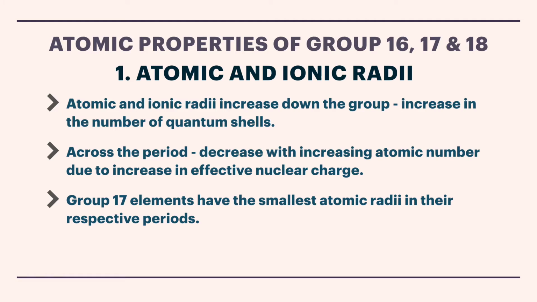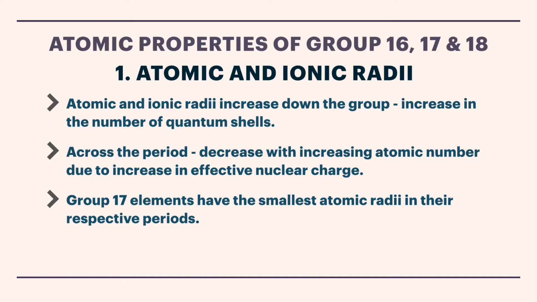Okay, so as we have seen the atomic numbers of each of the groups, you know that down the group the atomic number increases, right? If atomic number increases, what will happen? Shells will be added up. So we can say atomic and ionic radii increase down the group due to the increase in the number of quantum shells. Okay, and across the period what happens?